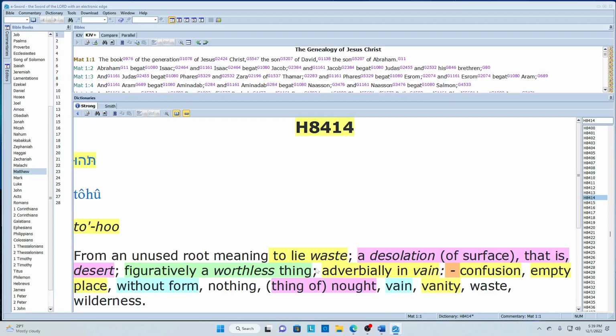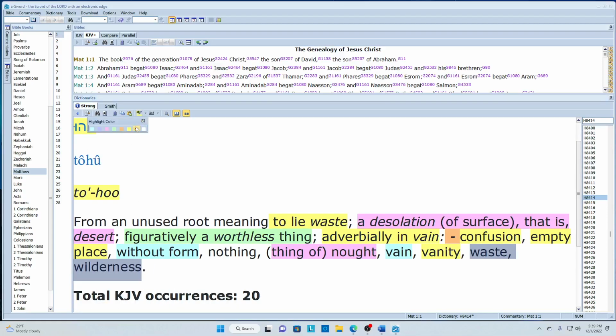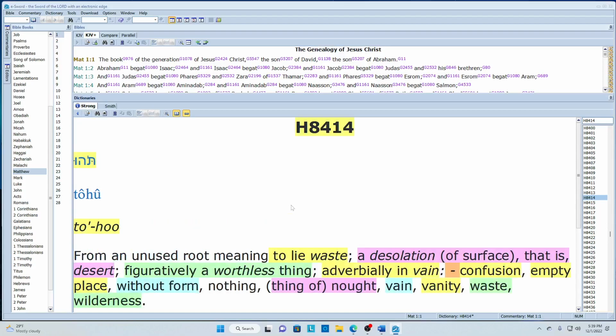These words down here all have the same definition in a sense, especially this one, man. This definition is not pretty. And of course, waste and wilderness. So there you go, it's 8414. The earth was to lie waste, a desolation of surface, that is, a desert. The earth was a worthless thing. The earth was in vain. The earth was confusion. The earth was an empty place. It was without form. It was a thing of naught.